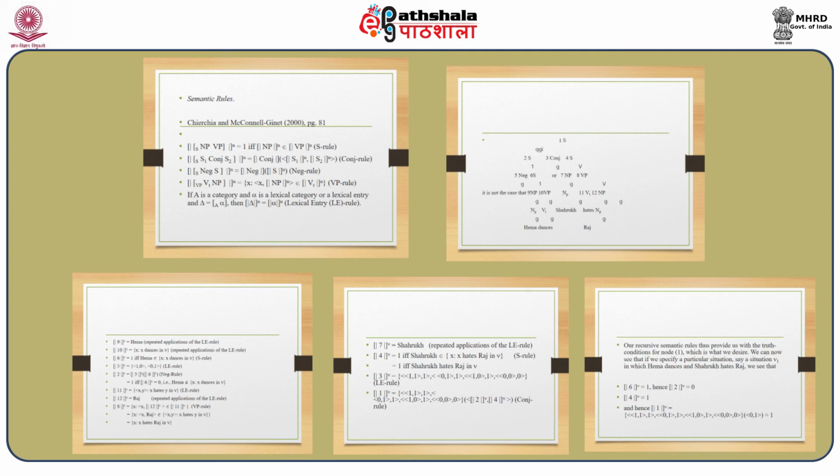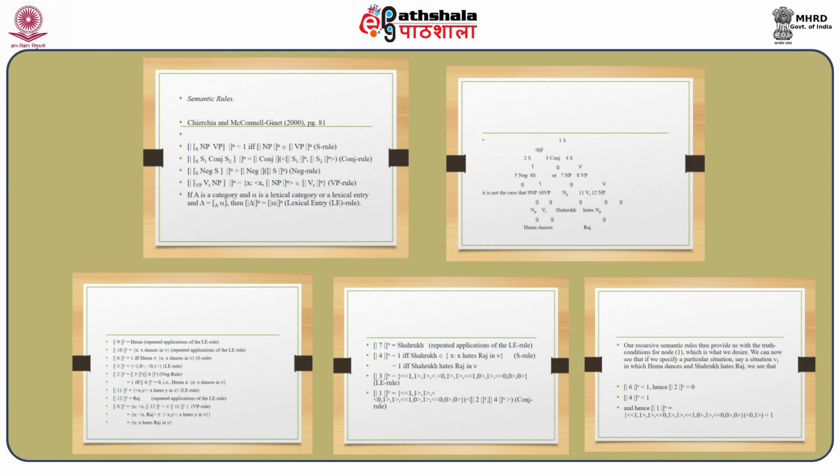The semantic value of neg S is the semantic value of neg applied to the semantic value of S. We call this the neg rule. The semantic value of VT and NP is the set of all x's such that the ordered pair whose first member is x and the second member is the semantic value of the NP is in the semantic value of the VT. All of these, remember, are relativized to the circumstance nu. We call this the VP rule.